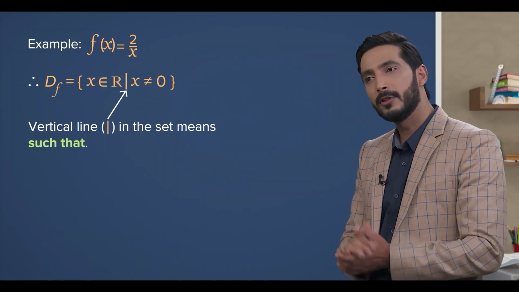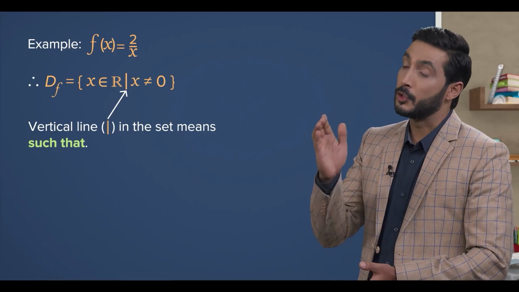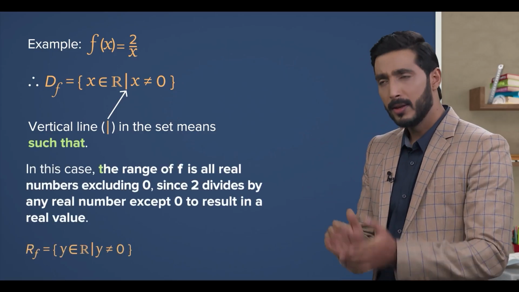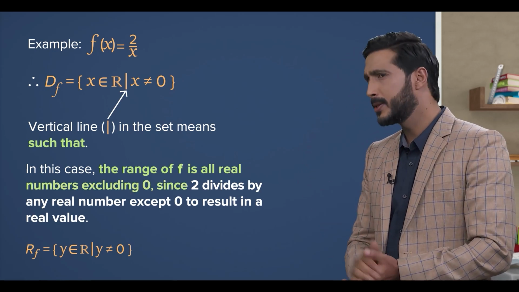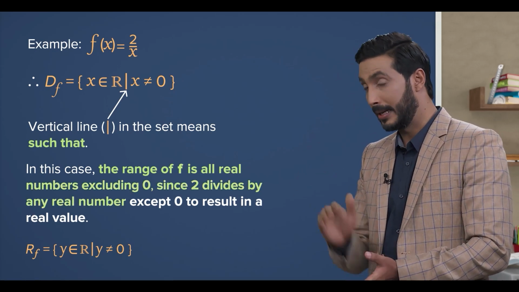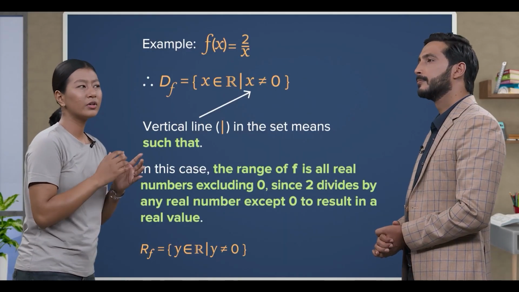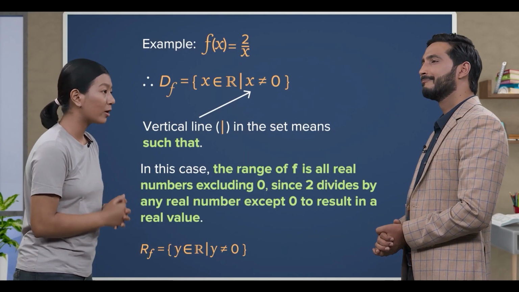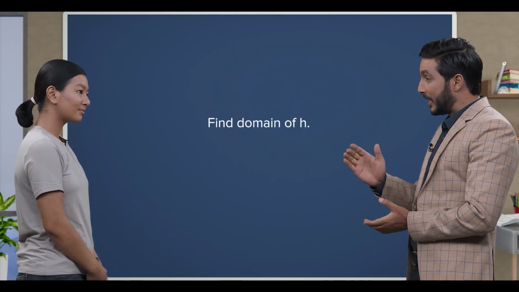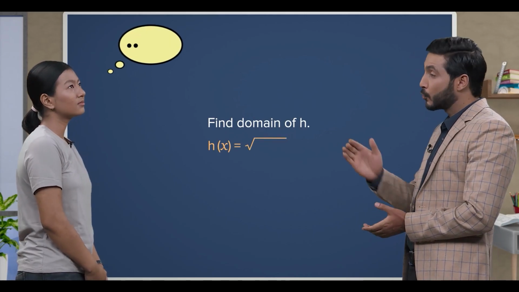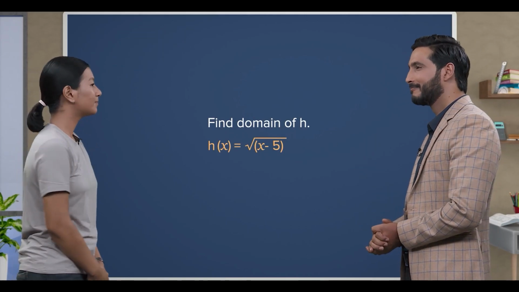Okay. Once we have the domain of the function, the range can be derived easily from the domain set. In this case, the range of f is all real numbers excluding 0, since 2 divided by any real number except 0 gives us a real value. So, none of the real numbers results in 0 as an output? Correct. That's much clearer. How about finding the domain of h for h of x equals square root of x minus 5? Okay, let me see.